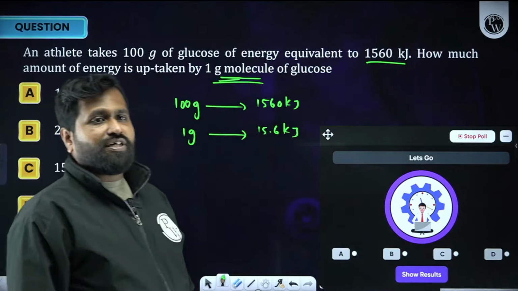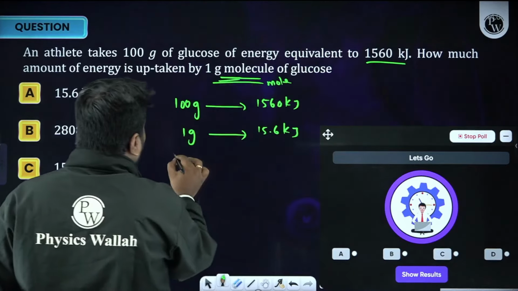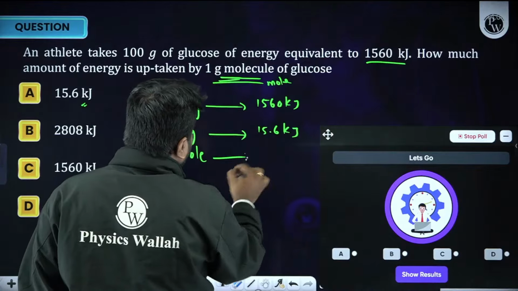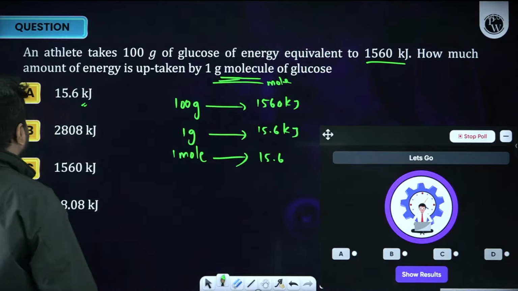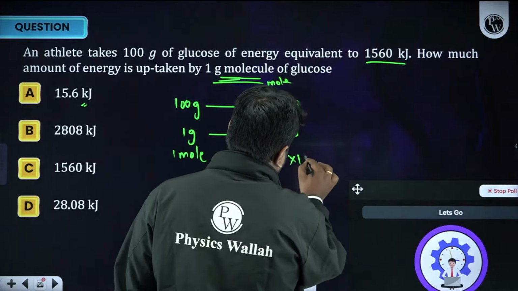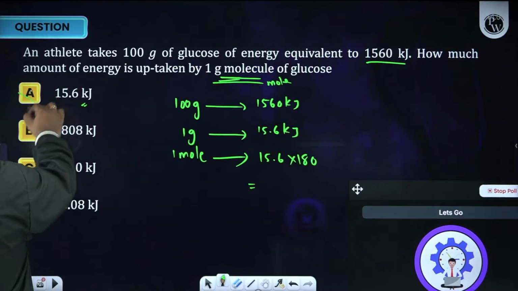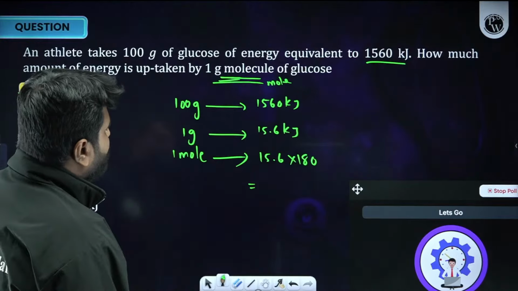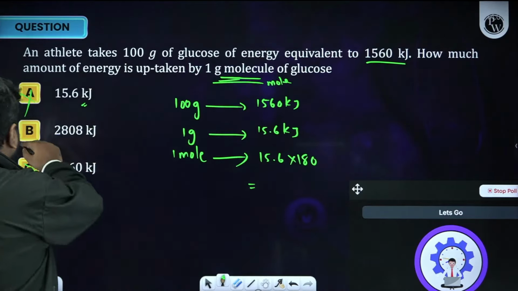The question is about gram molecule. So 1 gram molecule is nothing but a mole. So 1 mole of glucose will automatically give 15.6 for 1 gram, so for 1 mole, what is the molar mass? Actually we will have 180, right? So 15.6 into 180. What will be the answer? We can write it as 156 into 10 to the power minus 1. I think option B will be the answer.